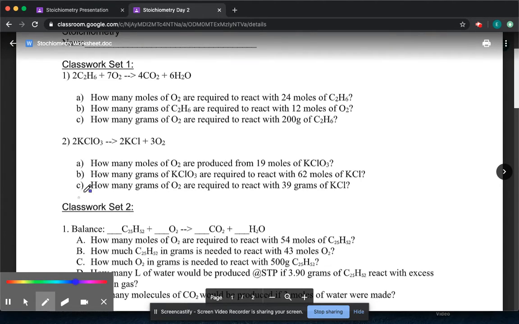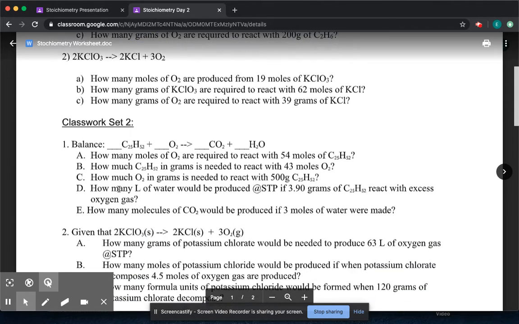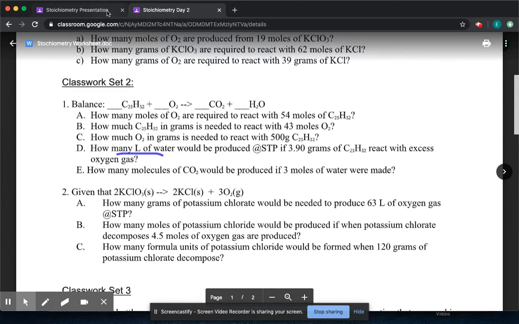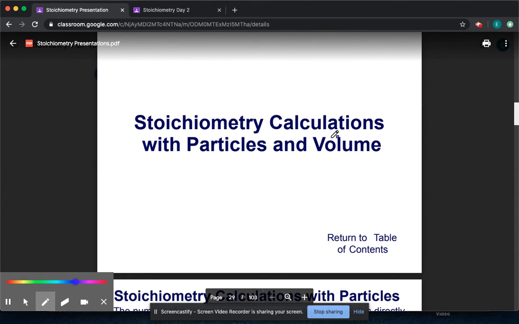So class set 1, which is what you did on Friday, is focused on moles and grams, okay? Class set 2 does that exact same thing, except now it adds a volume piece to it. So that's the next thing that's being added. I'm going to be focusing on volume today and not on particles. I'm just going to give you that heads up.